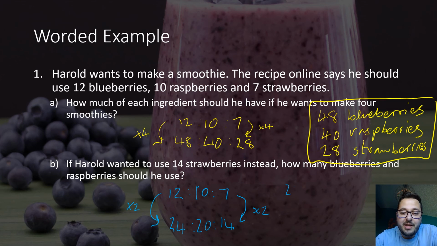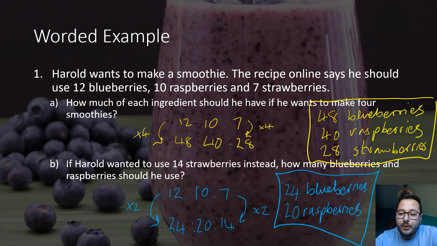Well, it's going to be 24 blueberries. I can write it. Oh, blimey, I can do the maths, I just can't do the English. Let's write blueberries. I promise I've not had a drink before doing this video. And then raspberries is 20, so 20 raspberries. There we go.